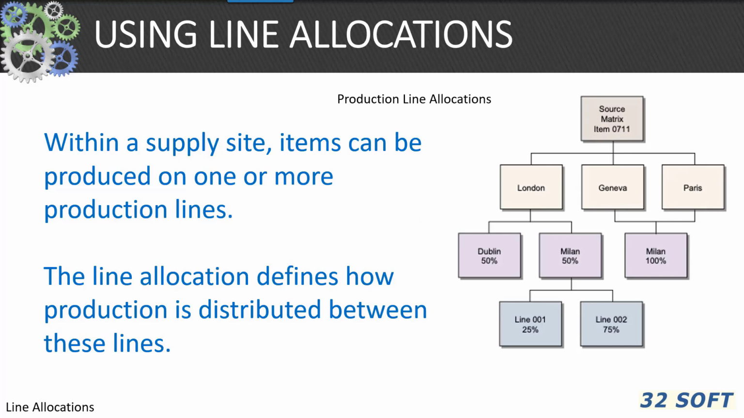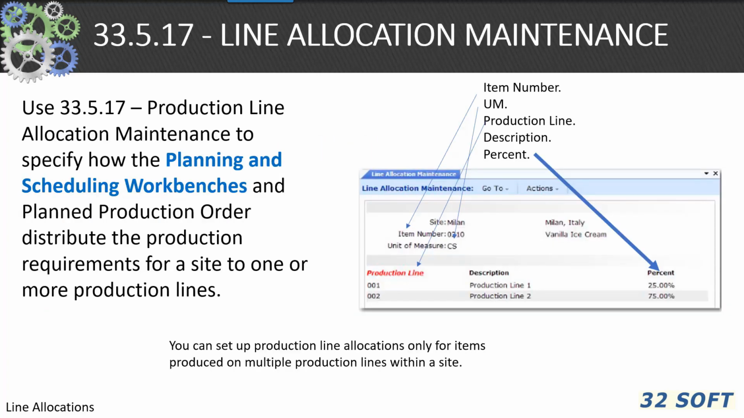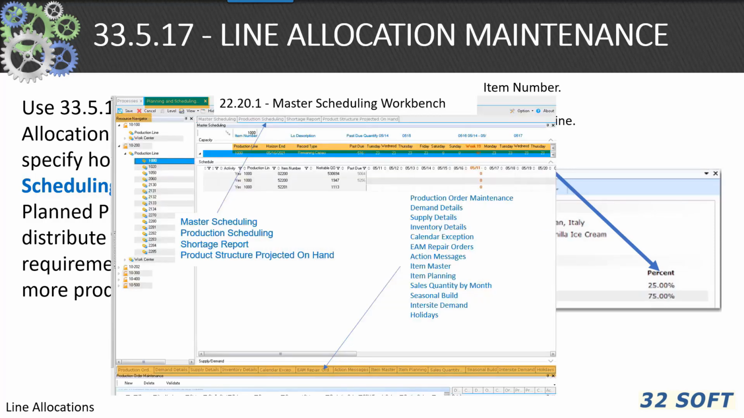Using supply sites, items can be produced sometimes at one or more production lines. The line allocation defines how the production is distributed between those lines. The 33.5.17 line allocation maintenance allows you to define that maintenance so that when you use your 22.20.1 planning and scheduling workbenches, that will be incorporated in that. If you have not exposed yourself to 22.20.1 master scheduling workbench, I highly recommend that you get an understanding of how that works. They've basically taken a whole bunch of inquiries and reports, combined it into one functionality menu, and you can do everything from this one screen.